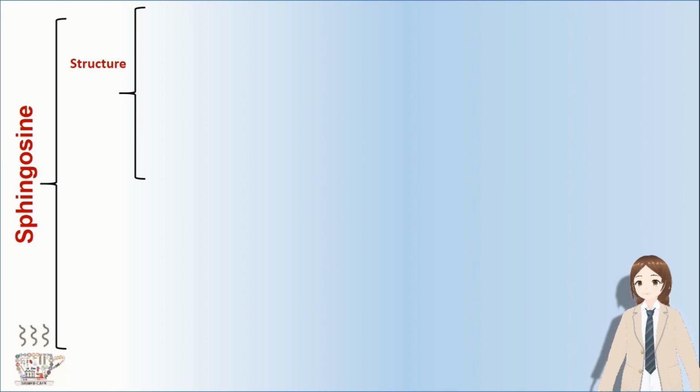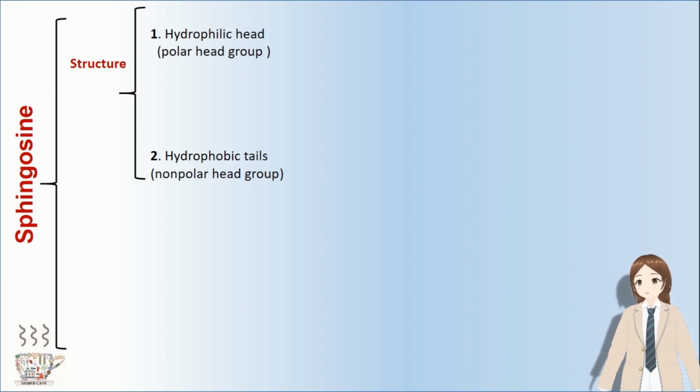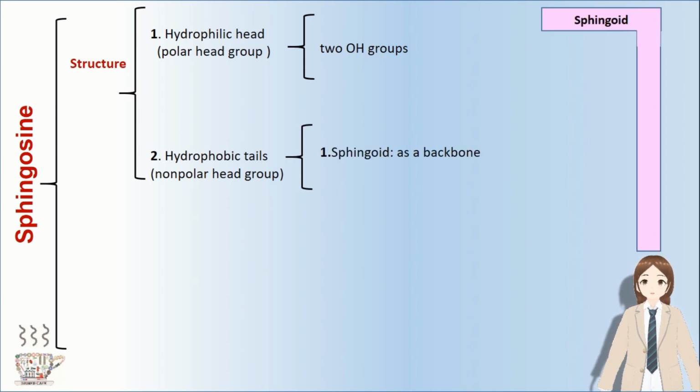Another subgroup of sphingolipids is sphingosine. Sphingosine has two parts in its structure too: polar head group and non-polar head group. Polar head group contains two OH groups, and non-polar head group contains a sphingosine as a backbone and one fatty acid tail that is unsaturated.